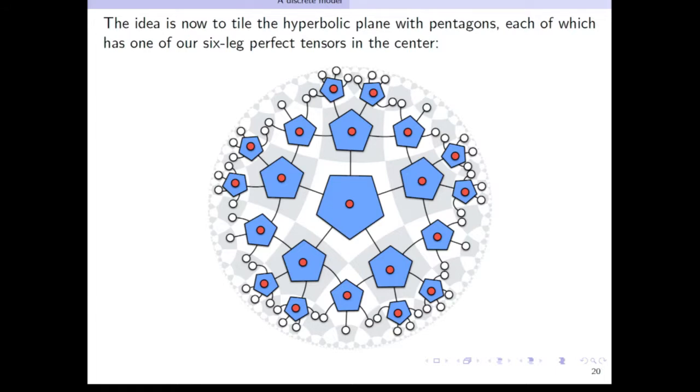Okay? And then I'll go out to some fixed radius, and then I'll shoot all the remaining legs out. Now I'm going to interpret this as my big tensor, where it's a map from the ingoing red dots to the outgoing white dots. So this is going to define a subspace of the boundary Hilbert space. Okay?